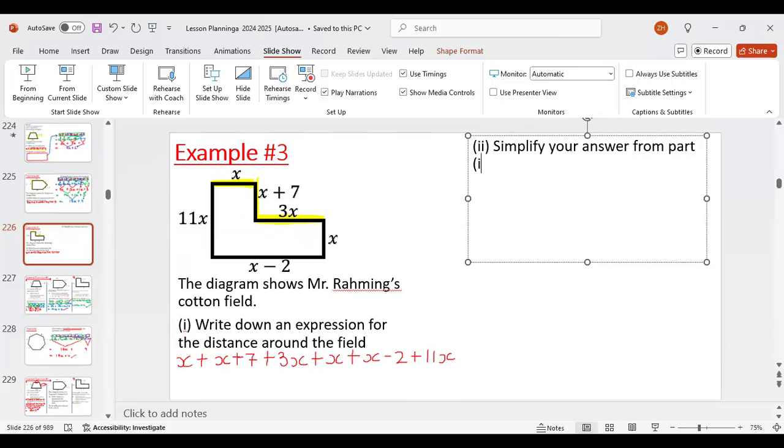Anyone got their answer they would like to share with us? What you got? Send it on WhatsApp. I get 18x plus 5. Okay. Anyone else? Damar, I got 18x plus 5. Okay. 18x plus 5.